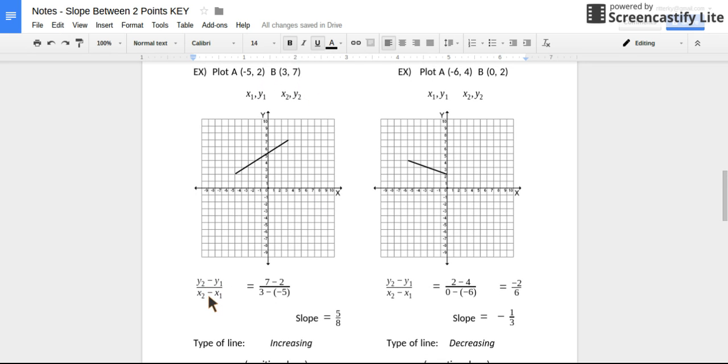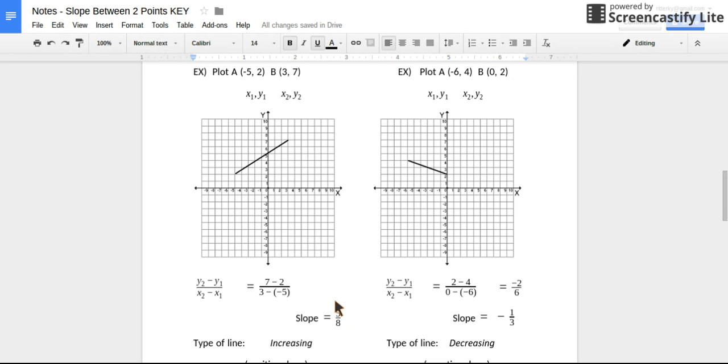The slope formula is subtracting our y values over subtracting our x values. So I assigned 7 to y2 and I assigned 2 to y1. So I'm going to do 7 minus 2 on the top. That's going to be our change in y or change in our vertical. And then on the bottom, I assigned 3 to x2 and negative 5 to x1. So 3 minus negative 5. Be careful when you're doing that subtraction. And our result would be 7 minus 2 is 5 on top. 3 minus negative 5 on the bottom is 3 plus 5, so that's 8.